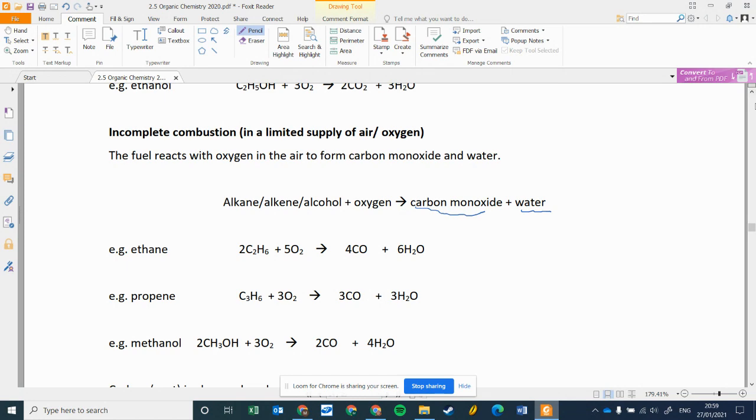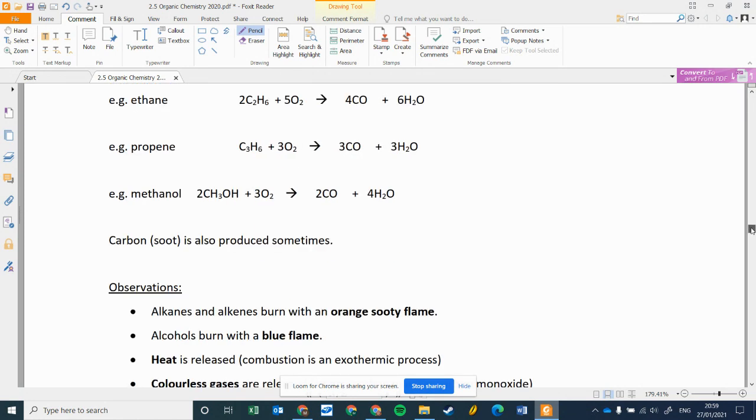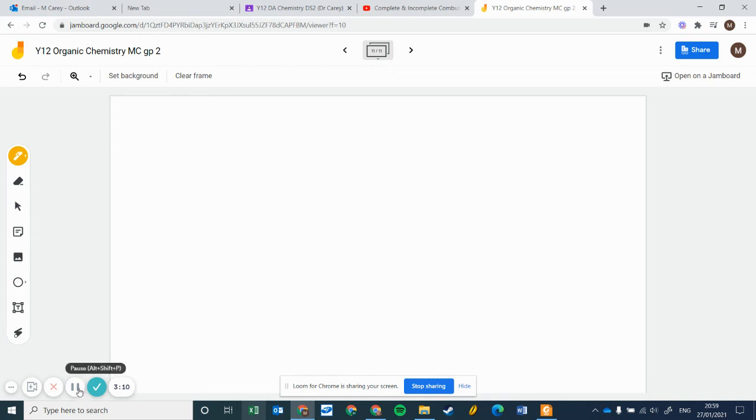Now, those are the chemical equations you have to do. You also need to know that you can get soot. So if you were to name the products of incomplete combustion, you would say carbon monoxide, water, and soot. You can name any of those, whereas the chemical equation will just include carbon monoxide and water. So how does that work?